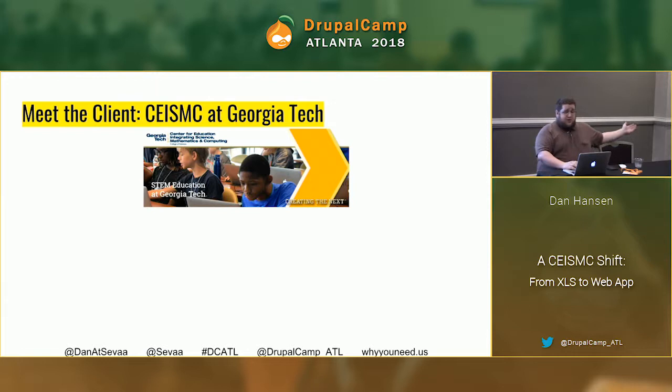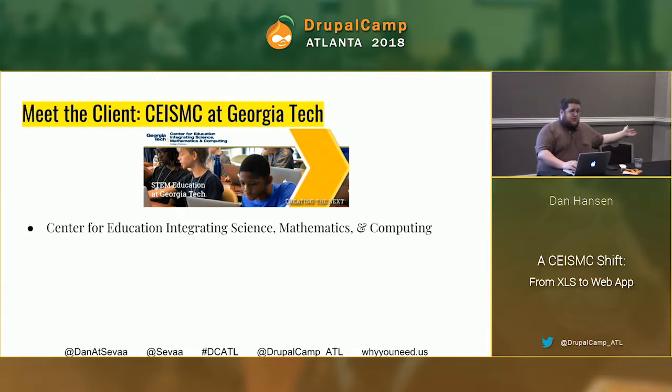So meet the client, CEISMC at Georgia Tech. CEISMC is an acronym that stands for Center for Education Integrating Science, Mathematics, and Computing. If you think that acronym tries really hard, then you're going to see another one in a second that's even worse. But they work to push STEM education for K through 12 education, as well as postgraduate education, so technical schools, colleges.